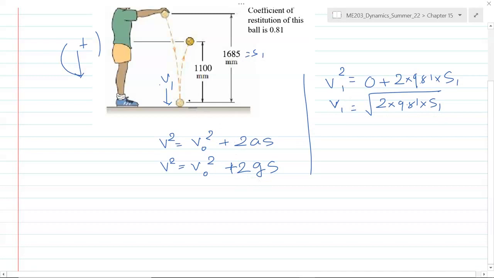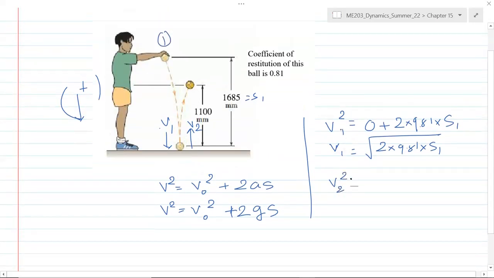Now let's apply that to situation number 2. After the ball hits the ground, it moves up with velocity v2. If you apply this equation here, then v2 becomes the initial velocity of the ball after impact, and this becomes the final velocity of the ball after impact. So for this formula, it will be v square equal to v2 square plus 2 times 9.81 times s2.